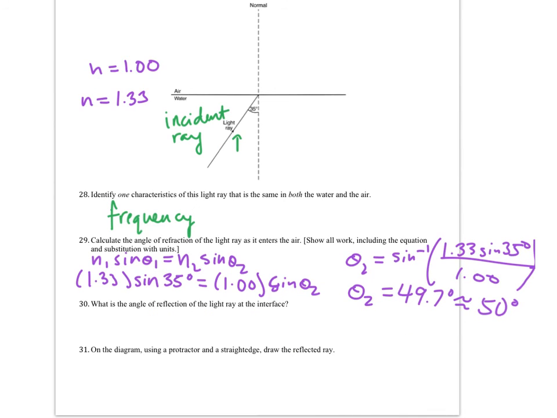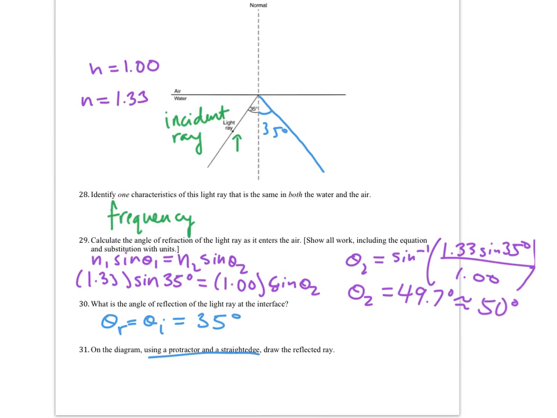Alright, number 30 asks for the angle of reflection of the light ray at the interface. It is always equal to our angle of incidence, which is 35 degrees. If it goes in at 35, it bounces back at 35 degrees. Alright, and then we have to use a protractor and straight edge to draw the reflected ray for number 31. Should look approximately like that. To be honest, if you're going to do this on a test, you should really use a protractor to measure it out. This is my very lame attempt at replicating it. It's almost there. And that is it for this review question.